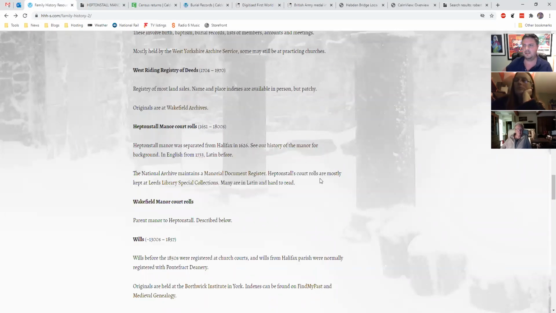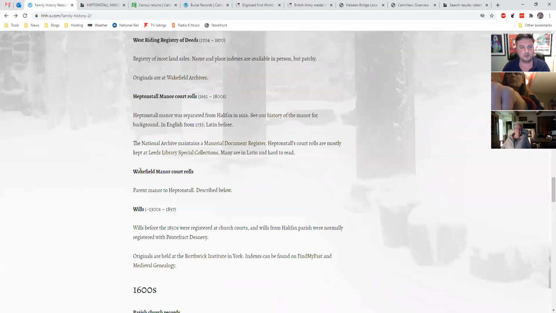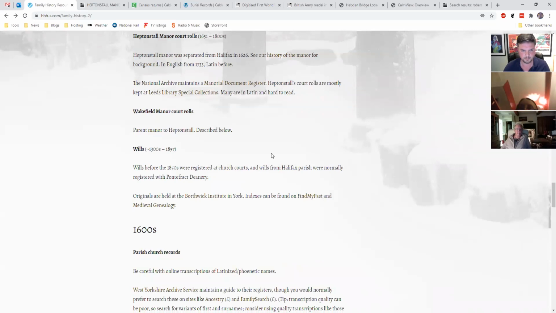Many of them are in Latin, quite difficult to read, although a lot of them are English or quite easy-to-read Latin. There might be a future effort by the Hebden Bridge Local History Society or someone to start transcribing these and put them in a book. And you don't just have Heptonstall Manor, you've also got Stansfield and Wadsworth Manors neighbouring, whose records mostly start around the early 1600s. And then we have the Wakefield Manor court rolls, which I'll talk about in a moment, but that's essentially the parent manor to Heptonstall.